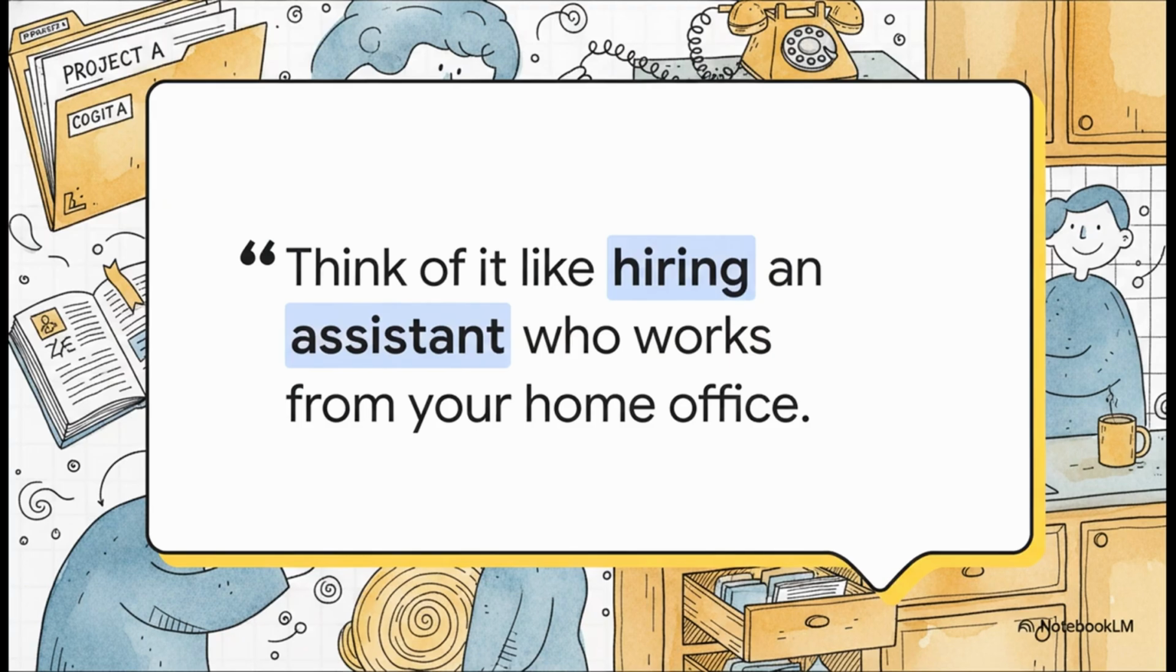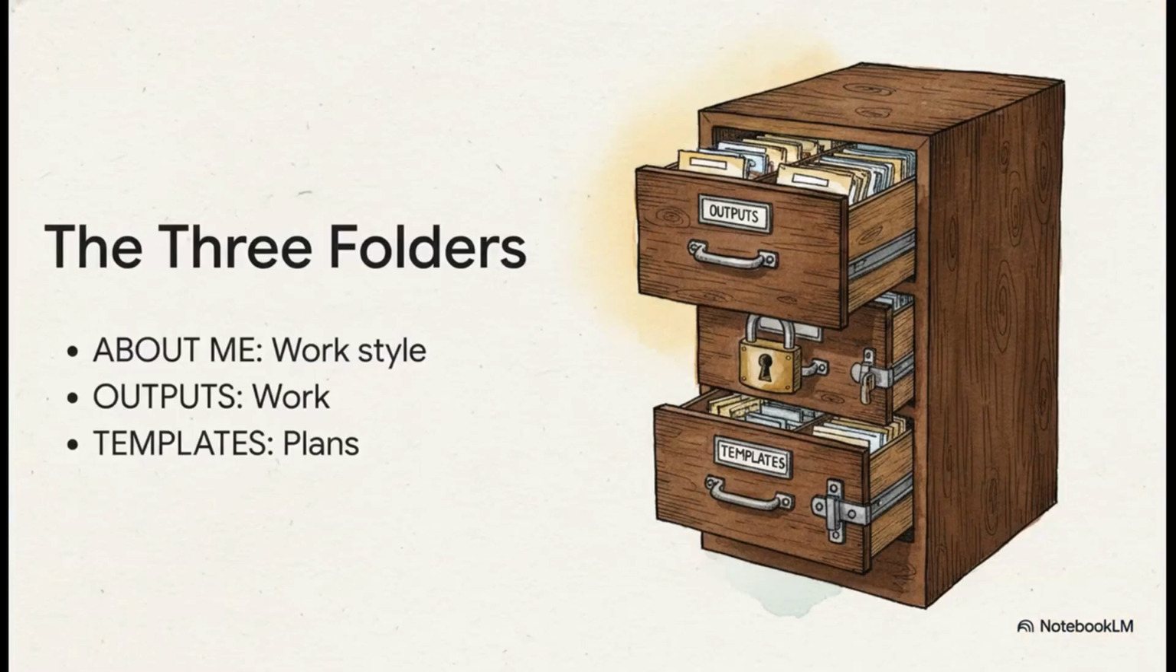To make this work, your main folder needs 3 specific subfolders. First, About Me. This holds everything about who you are. Your work style, your quality bar, even specific banned words you never want to see in the AI's writing. Next is Outputs, which is simply where all your finished work lives. And finally, Templates. Basically, a handy shelf of reusable structures.